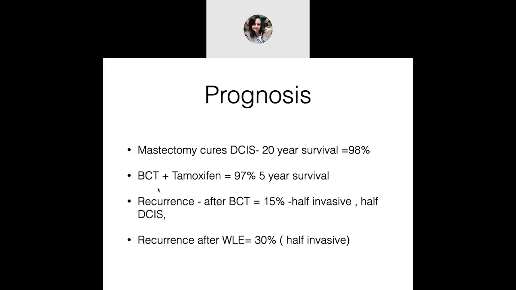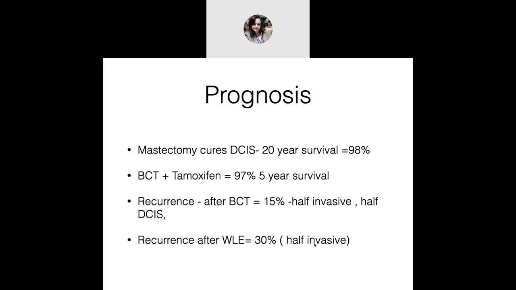In the NSABP B-17 trial, they performed lumpectomy in one arm and allowed the lady to live without any further treatment. With lumpectomy alone, wide local excision alone, 30 out of 100 developed cancer; half were invasive and half were DCIS. So this is perhaps good evidence that if DCIS is left alone in the body, at least half of them will progress to frank invasive cancer.